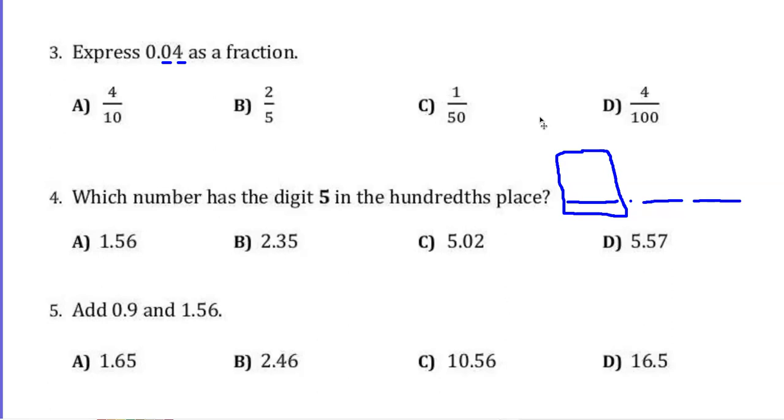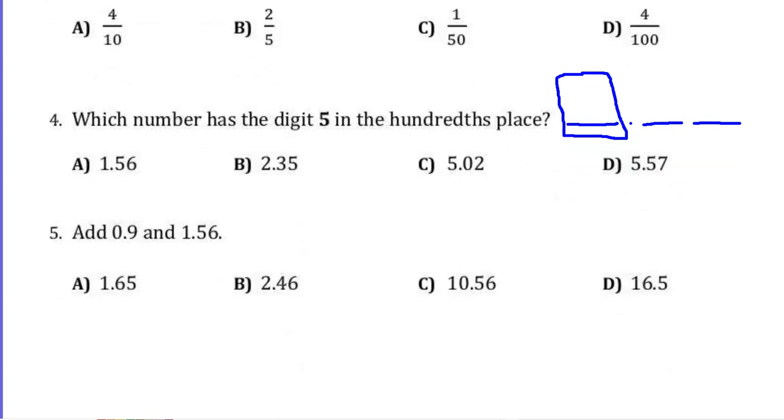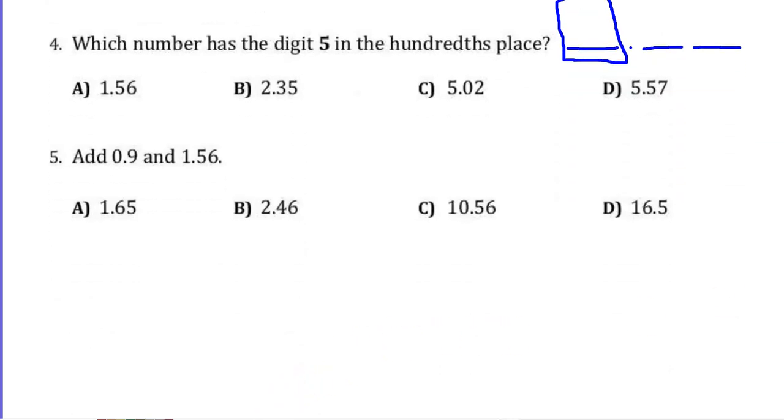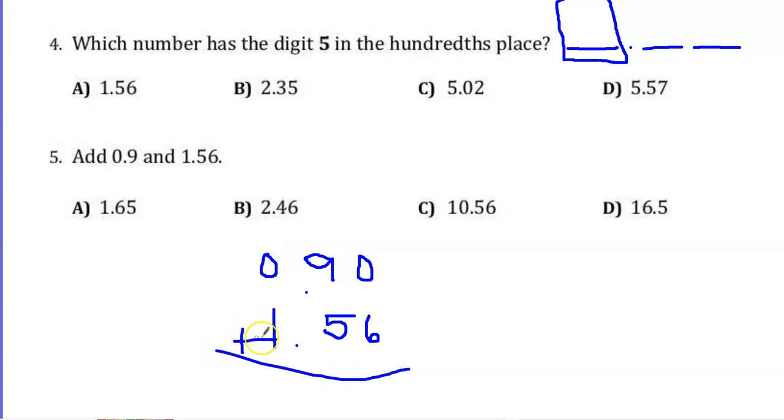Number 5. Add 9/10 plus 1 and 56 hundredths. To set up this problem, make sure you line up decimal points and fill in holes. It would look something like this on paper and pencil. 0.9 plus 1.56. Then you've got to fill in the holes to be able to add this correctly. Go ahead and do it now.